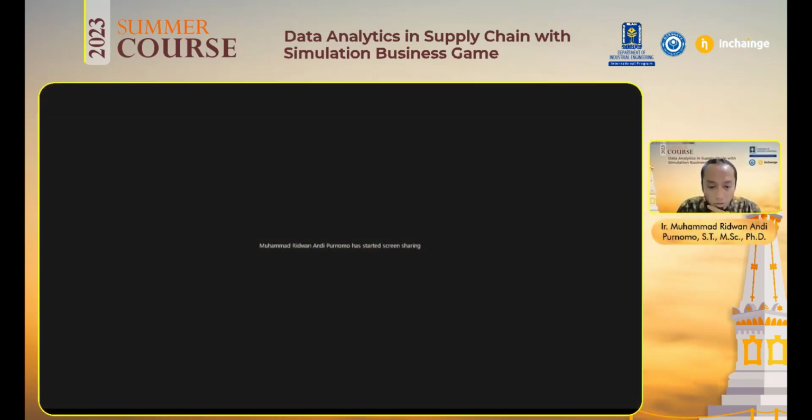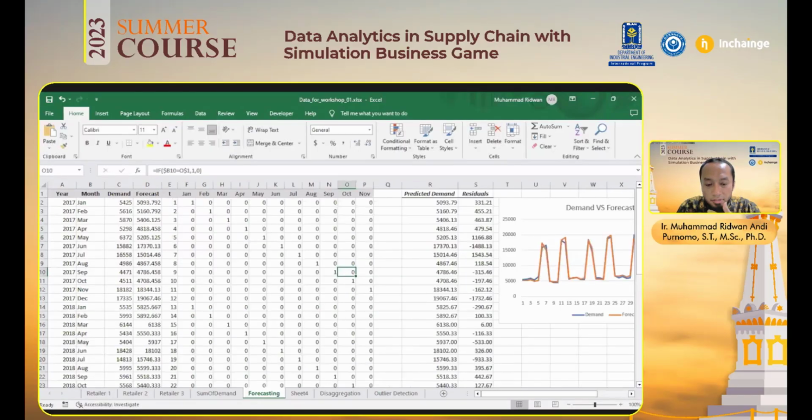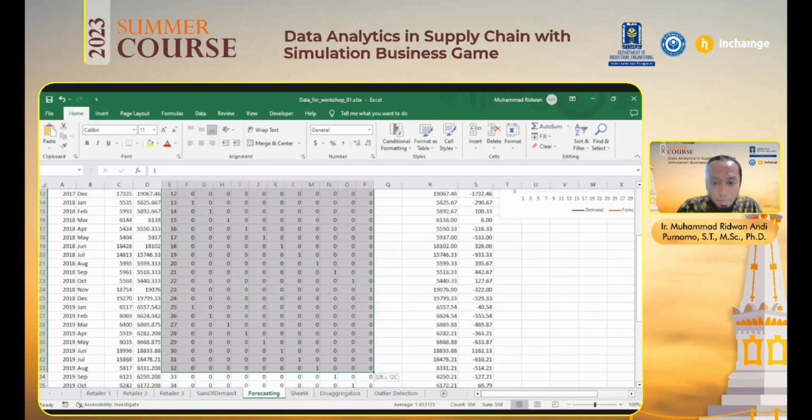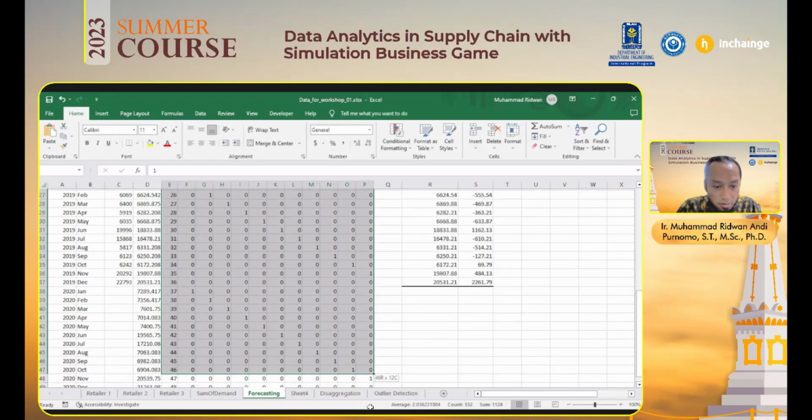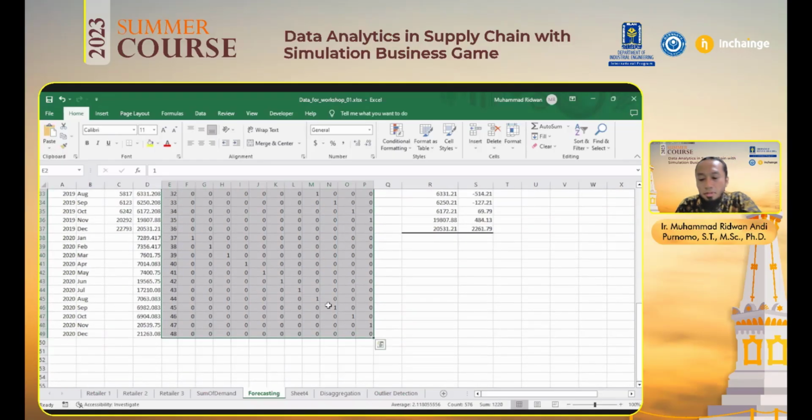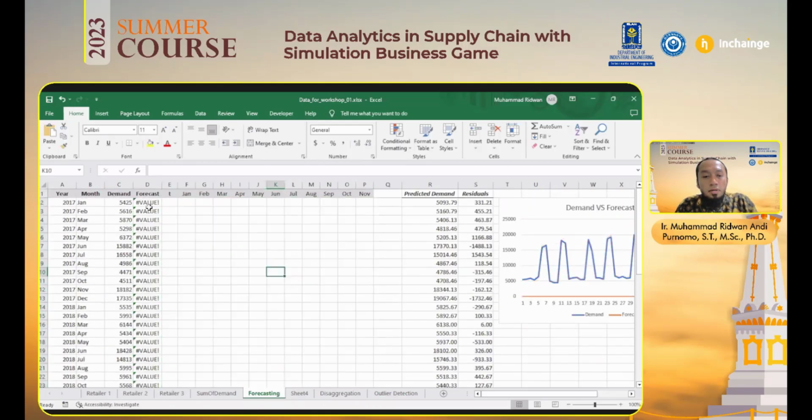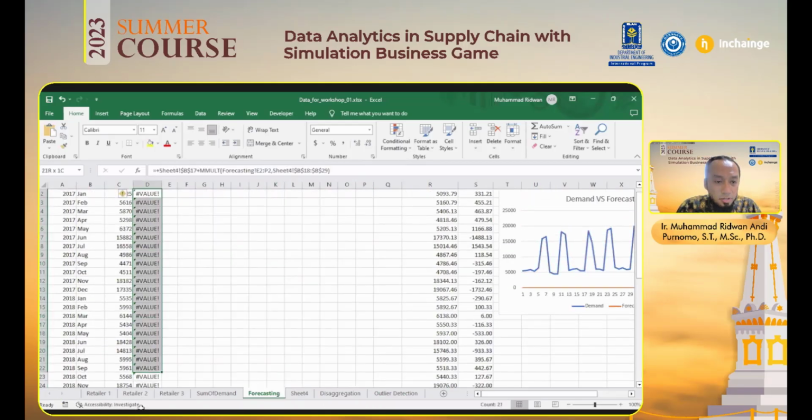Now I will go to the forecasting sheet. This one. After that, I will delete the data first. I will show you how to do the forecasting manually using regression in Excel. This one, I will delete it first, and this forecast value also I will delete first.